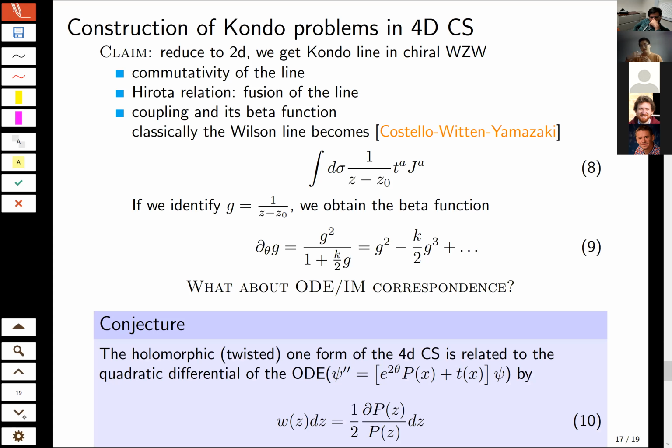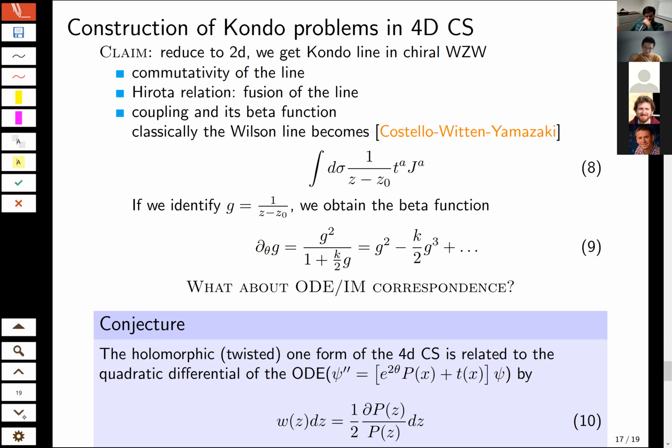So in this framework, the integrability becomes quite intuitive, and you can understand a lot of things. How about the ODE/IM correspondence? For that, let me give you this conjecture.